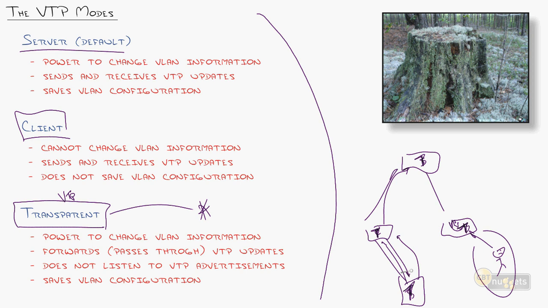Or we can add some movie drama. I'm dead to you. All the switches that are transparent totally ignore it. But it is worthwhile knowing, like if I have a VTP server here and a VTP server here and he's sending an update, the transparent switch will ignore it and yet still pass it over to that server.